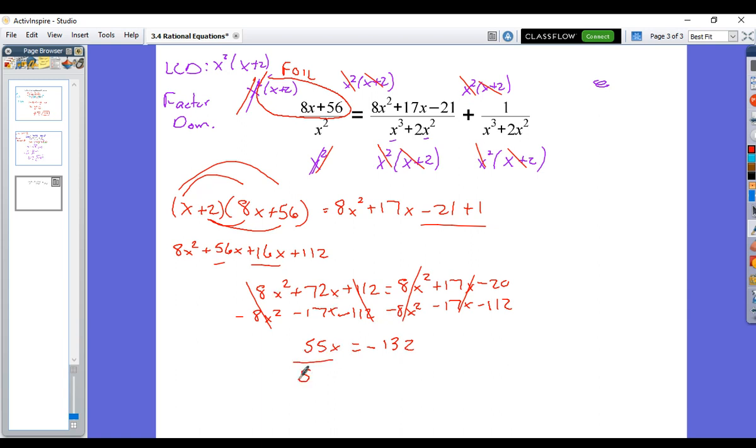Then we're going to solve for x again. We're going to divide by 55. Right now we have x equals negative 132 over 55. Crazy thing, this reduces. They both reduce by, anybody? Class? Yeah, they both reduce by 11. 11 goes into both of them. So divide this by 11 and divide this by 11. x equals negative 12 over 5.